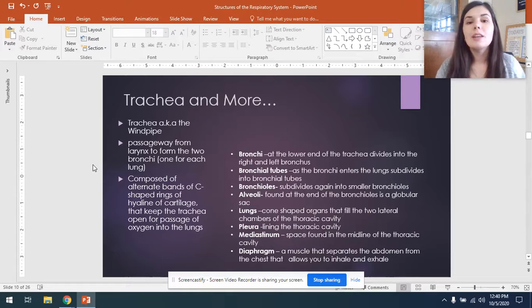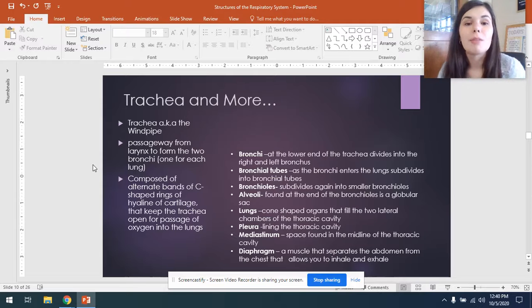So your trachea, like I said before, is also known as your windpipe, and it's really the passageway of air from the larynx to the bronchi, and you have one bronchus for each lung. It is composed of alternating bands of C-shaped rings of hyaline cartilage, and this basically keeps the trachea open for the passageway of air or oxygen into the lungs. I'll show you an image of the trachea on the next slide.